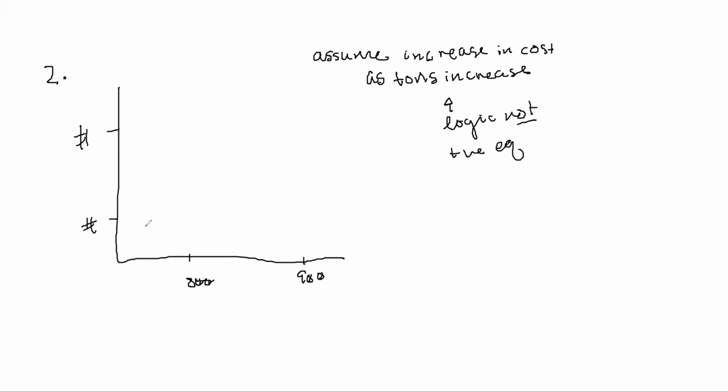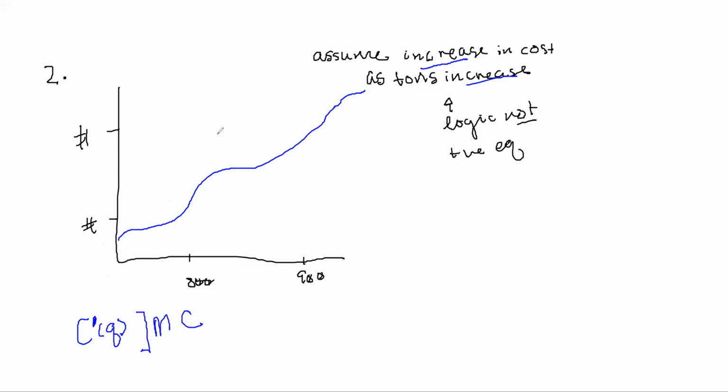So I'm going to draw C. What is my function C of Q going to look like? Or am I drawing C? I lied, I'm drawing C prime. So this is the marginal cost. We're assuming there's an increase in cost as the tons increase, so it's going to be something with a generally positive slope. It's just going to go up, and that's all we know from this. What I'm trying to get at is the graphical representation of the integral. So when I am trying to find from 800 to 900 the integral of C prime of Q, what's this going to look like?